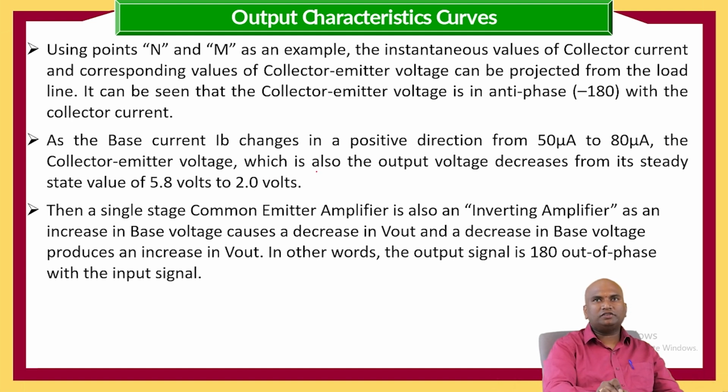As the base current IB changes in a positive direction from 50 microamperes to 80 microamperes, the collector to emitter voltage, which is also the output voltage, decreases from its steady state value of 5.8 volts to 2 volts. Then a single stage common emitter amplifier is also an inverting amplifier, as an increase in base voltage causes a decrease in V output, and a decrease in base voltage produces an increase in the output voltage. In other words, the output signal is 180 degrees out of phase with the input signal.